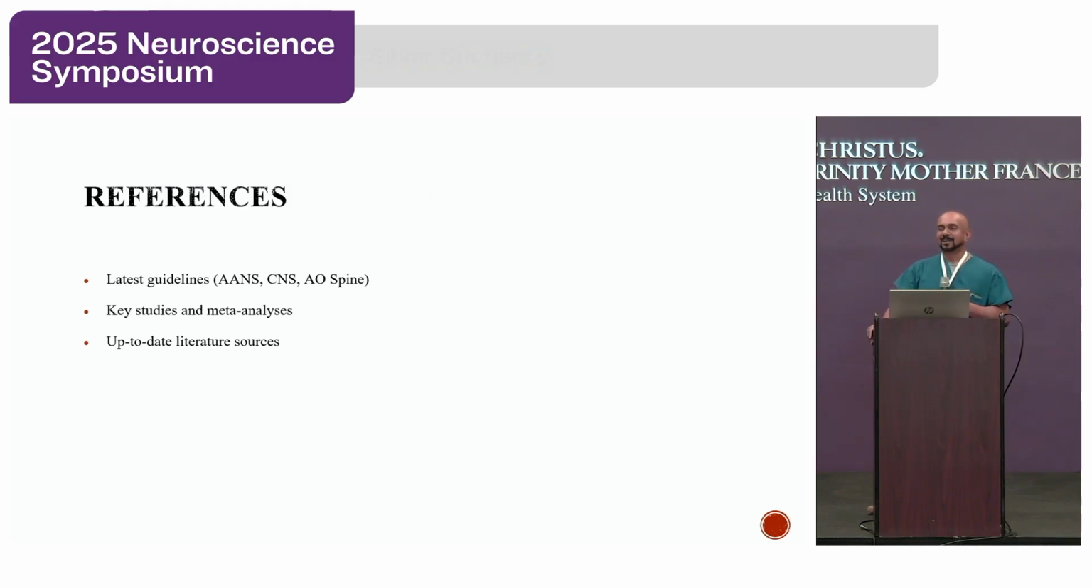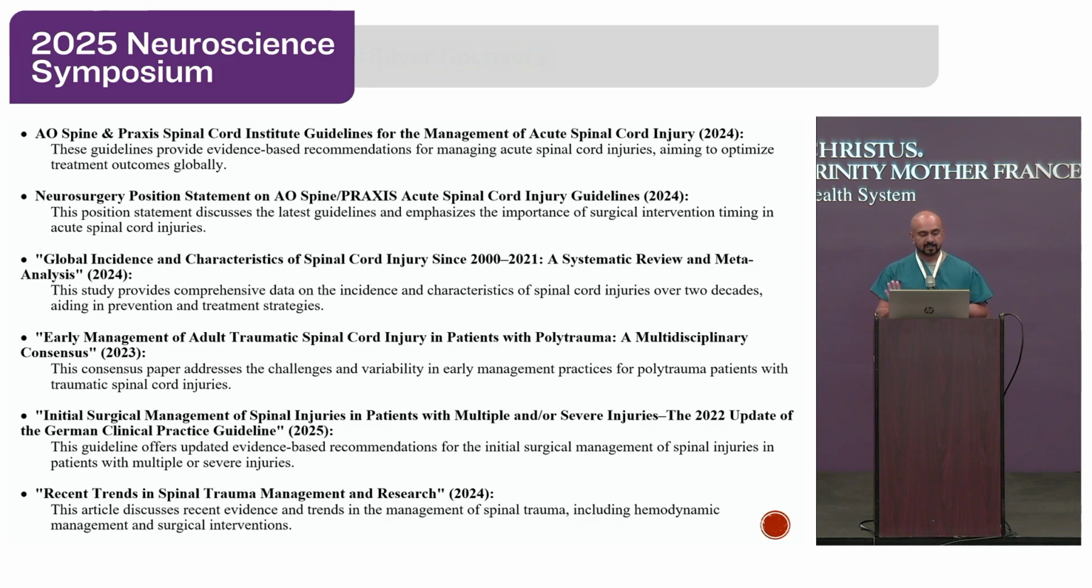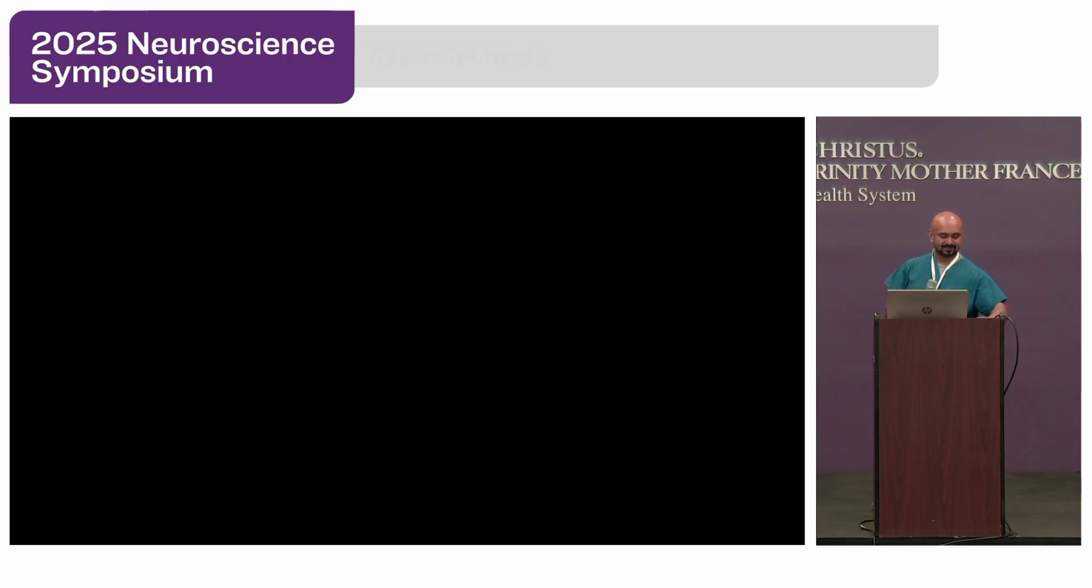It's okay. Right. So the references I use for this presentation are the latest guidelines from the American Association of Neurological Surgeons, Congress of Neurological Surgeons, and also AO Spine. Global key studies and meta-analyses that I used are these. So good luck reading those. It took like 6 months for me. All right, guys. Anything else? Do you guys have any questions for me? No? Good. Thank you.